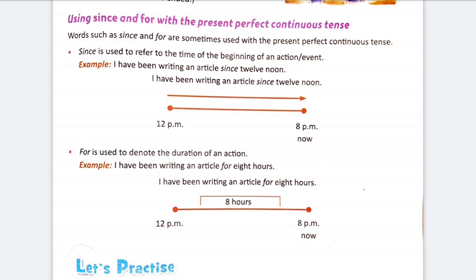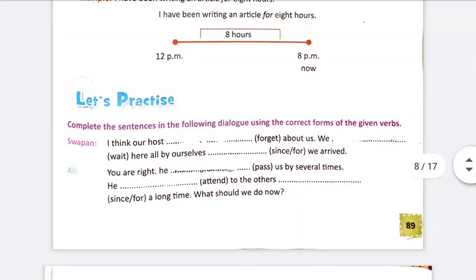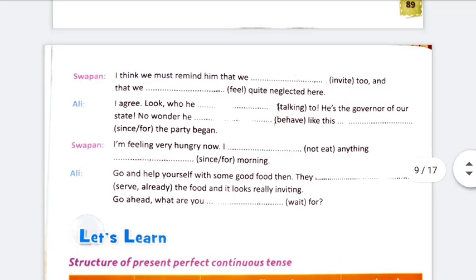I think you have understood. Read the rules on your own once again, then complete the let's practice part till page 90, and I am there to help you in case of doubts.